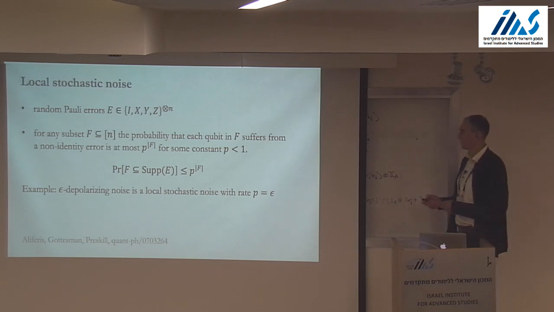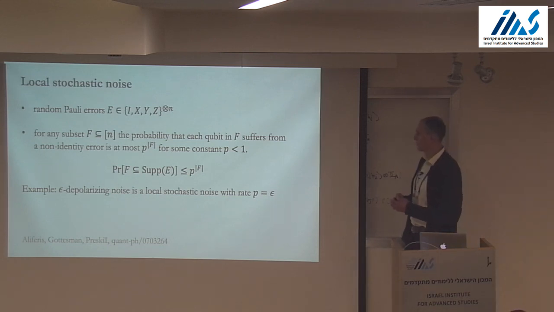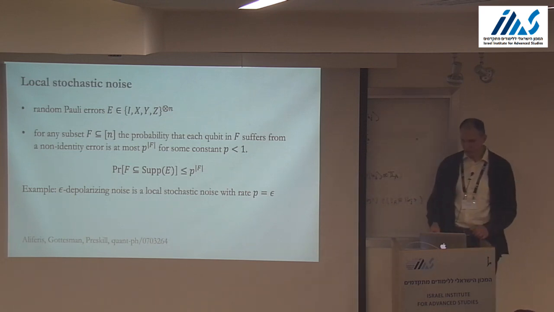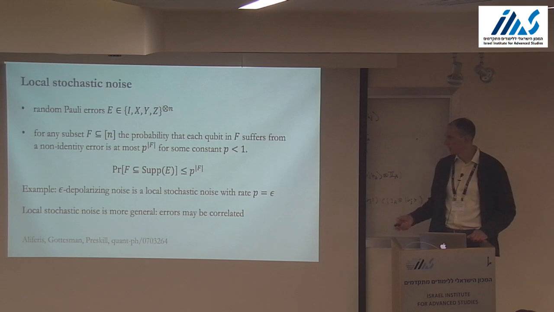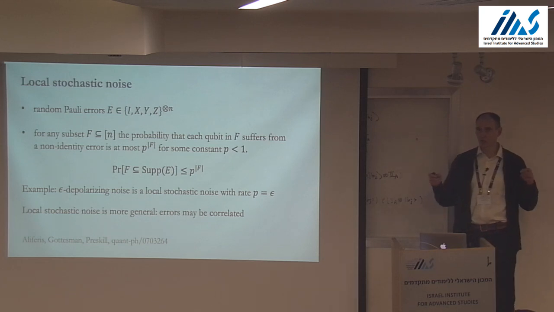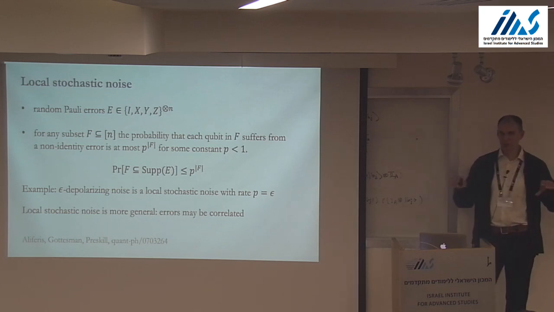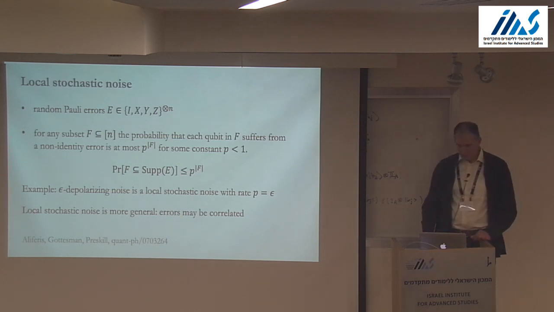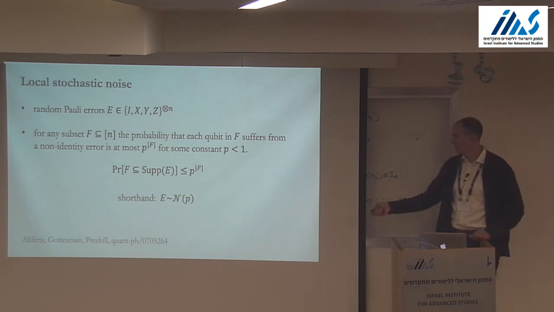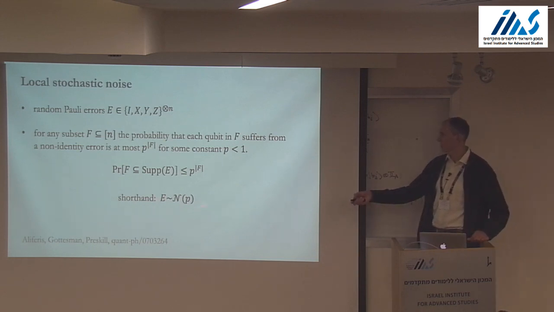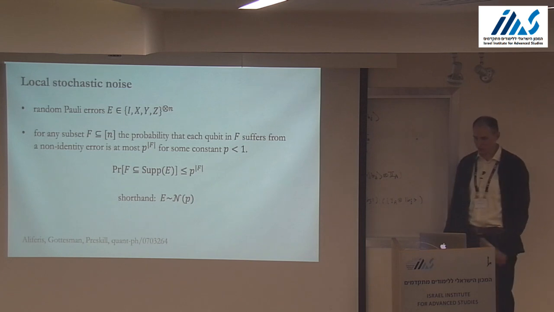For example, this depolarizing noise that I just showed you is a special case of this local stochastic noise. But this definition is more general because it allows correlations between errors on different qubits. And I will use this shorthand notation to indicate that error E is local stochastic noise with rate p.